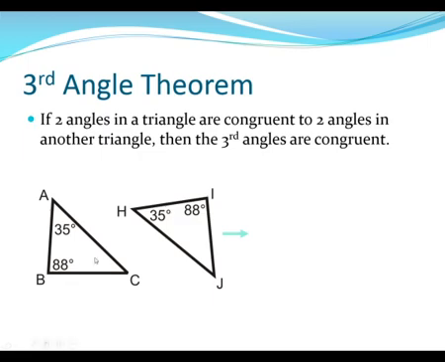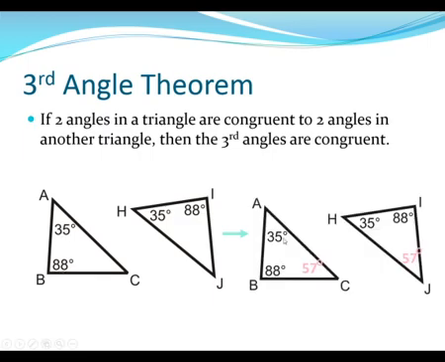Okay, so I need to figure out if the third angle in my triangle is congruent. Okay, well, what do all the angles in a triangle add up to equal? They do have to be 180. So to find the third angle in my triangle, I can add 88 to 35 and subtract that from 180 and I'd get 57. Which if you guys see here, since both of these triangles have an 88 and 35, when I add those up and subtract from 180, both times I'm going to get 57.